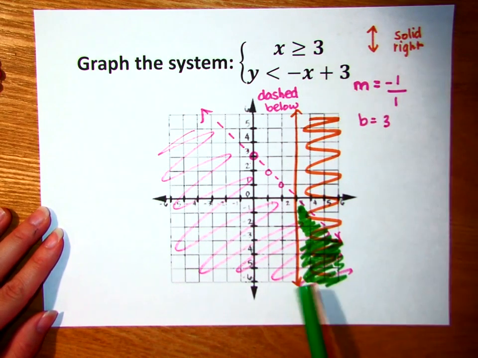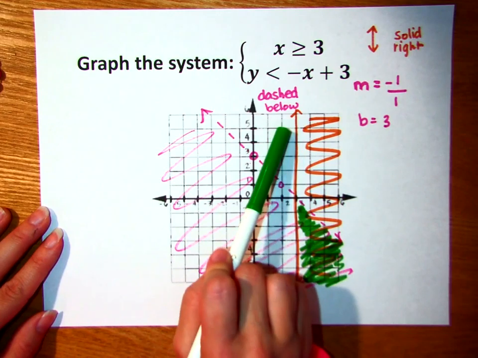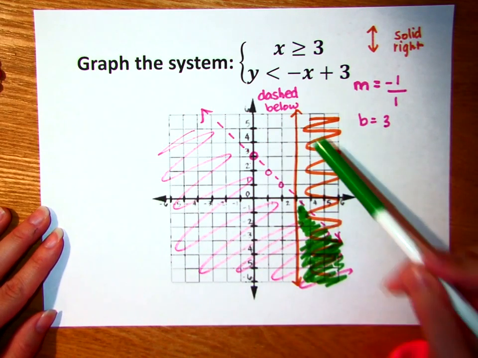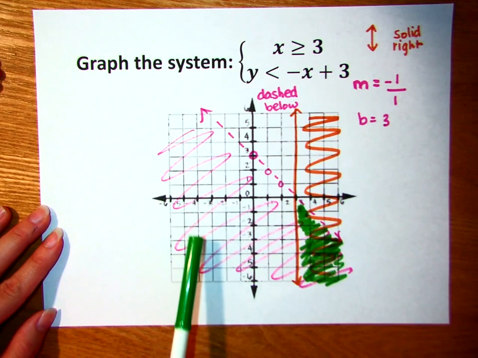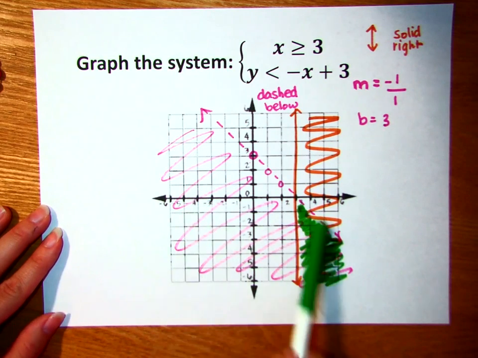The point 2, 5 is not a solution. The point 4, 5 is not a solution. The point negative 4, negative 2 is not a solution. It has to fall in the double shaded region.